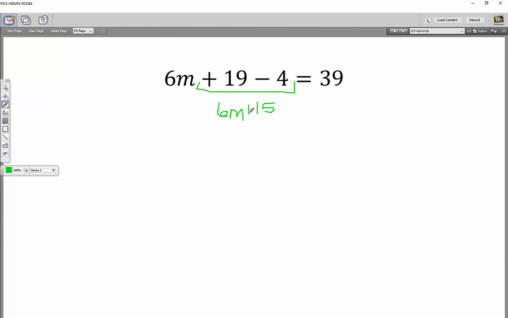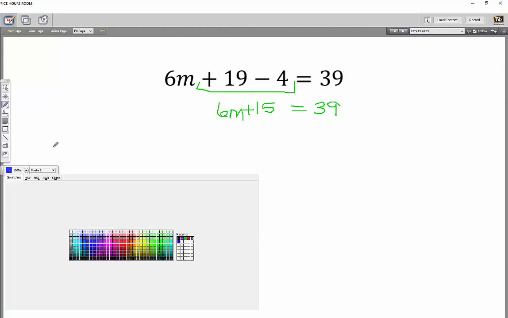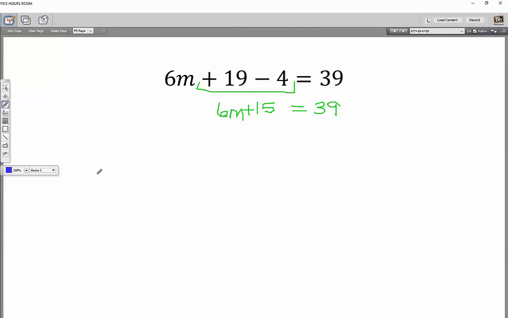Since this is a positive 15, our operation is going to be addition. We haven't done anything with our 39, so we're going to go ahead and bring that down as well. Now we have a constant on the left-hand side of the equation and the right-hand side of the equation. Let's get those constants together on the right-hand side of the equation. Just like we did with addition and subtraction, we're going to undo the addition of 15 with 6m. We undo that by subtracting 15 on both sides.